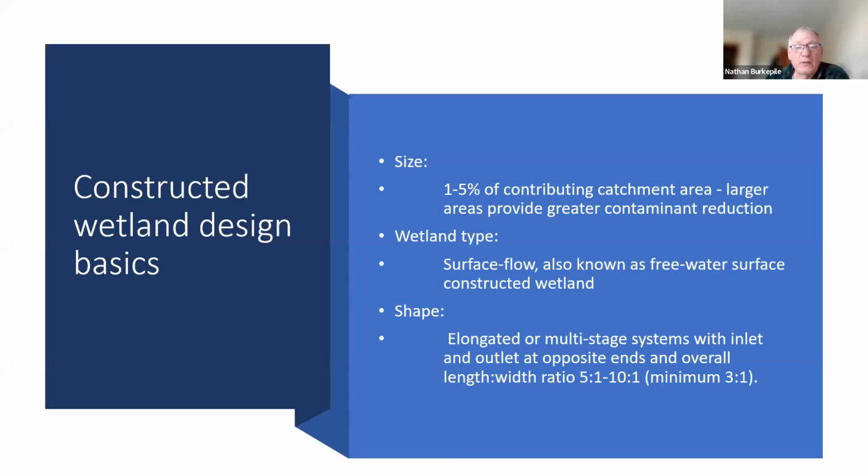So when we look at constructed wetland design, or if we're looking at restoring wetlands and their ability to remove nutrients, the wetland size should be within 1 to 5% of the catchment area, to effectively remove mainly nitrogen and phosphorus from the overland flow. So surface flows, overland flows, is generally what we use constructed wetlands for. And when you construct them, you want them oval shaped, and multi-stage systems, and a length to width ratio of 5 to 1 to 10 to 1 is ideal.